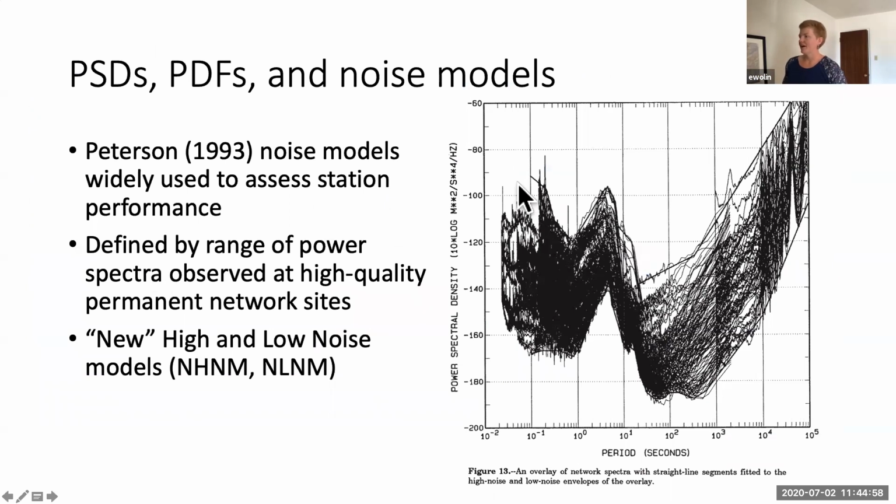All right. Very often when we talk about seismic noise, oh, I see a question. Okay, sorry, not related to this.